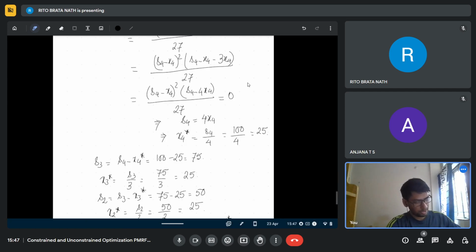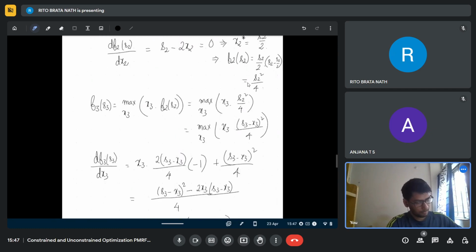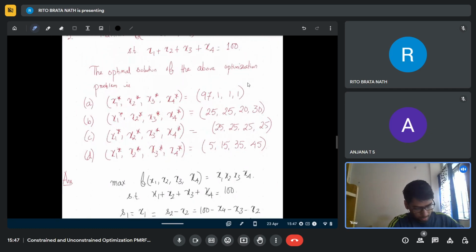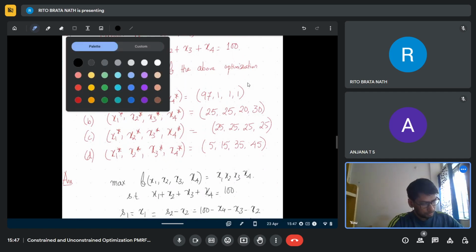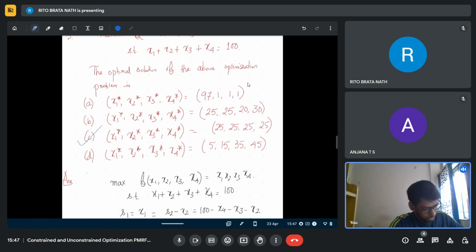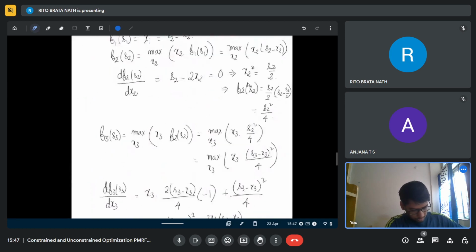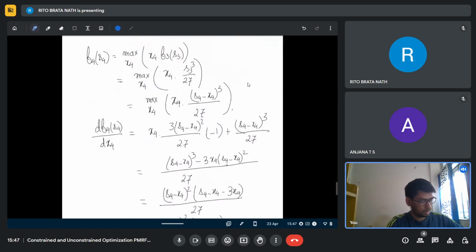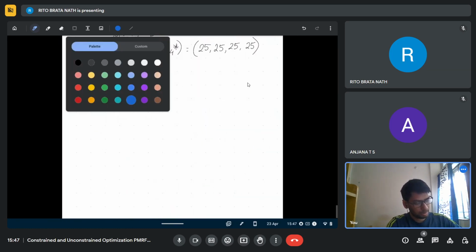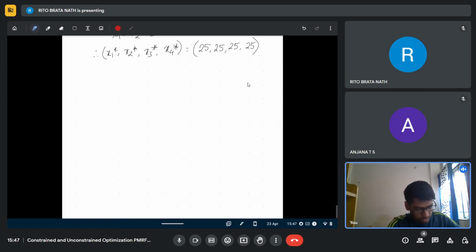So let me check which one was the correct answer. Yeah, option C is correct here. Now, I think the sixth problem tells you to find the objective function value of this problem. So it will be 25 to the power 4. Anyway, for the sake of completeness, I'll write it down and tell you which one is the correct answer.